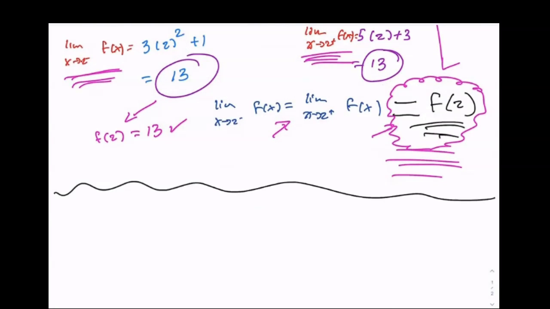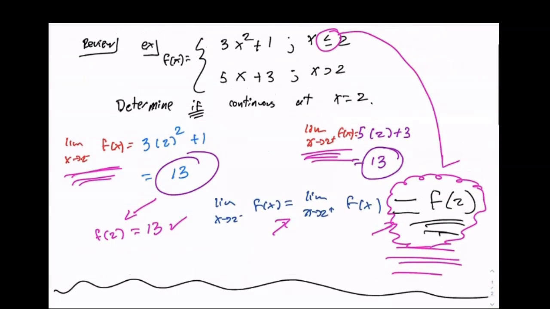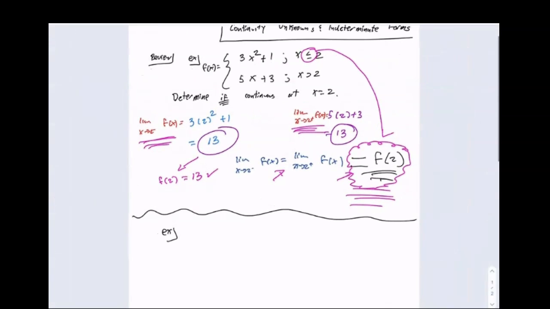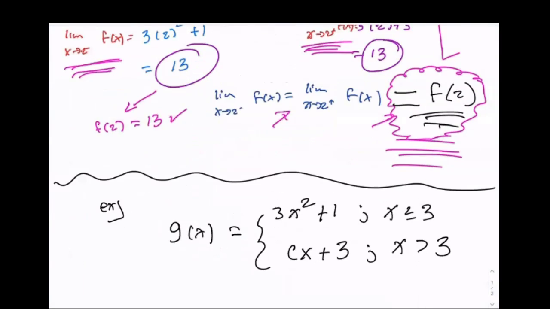We're going to do a problem very similar to the one up top. Let me write the example here. It's going to look nearly identical, okay? G of x, I'll use G just to have a different letter, is equal to 3x squared plus 1 for x less than or equal to 3, and cx plus 3 for x greater than 3.